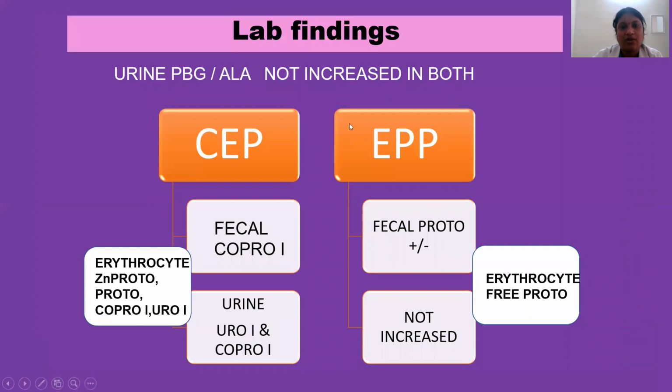Lab findings between CEP and EPP: urine porphobilinogen is not increased in both types of porphyria. Whereas in CEP, fecal coproporphyrin 1 will be increased, urine uroporphyrin 1 and coproporphyrin 1 will be increased, and in erythrocytes zinc protoporphyrin, coproporphyrin 1 and uroporphyrin 1. Whereas in EPP, erythropoietic protoporphyria, fecal protoporphyrin will be either present or absent, but urine is not increased. Erythrocyte free protoporphyrin, not complexed with zinc.